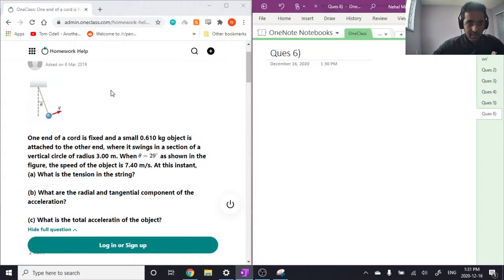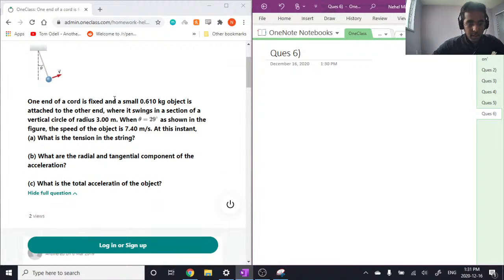Question number 6. One end of a cord is fixed and a small mass is attached to the other end, where it swings in a section of vertical circle where theta is given as shown. What is the tension in the string?